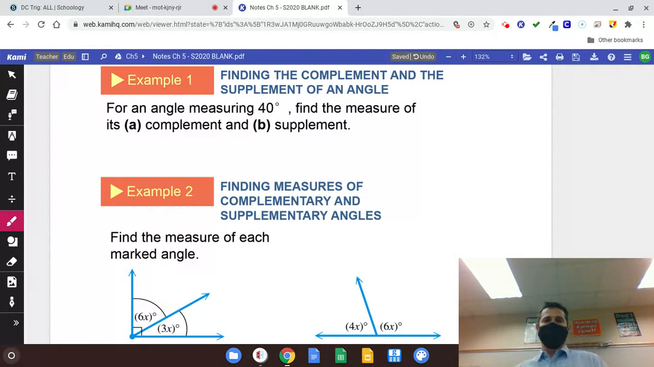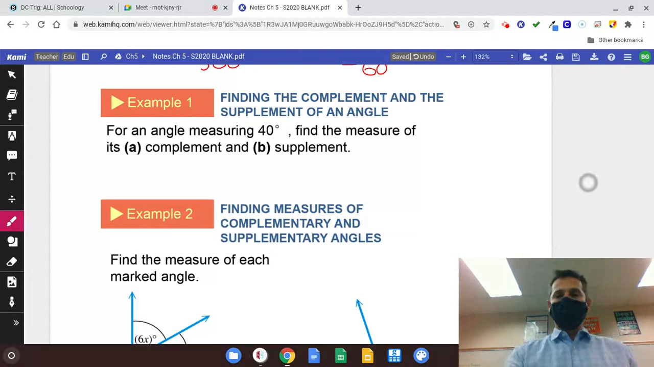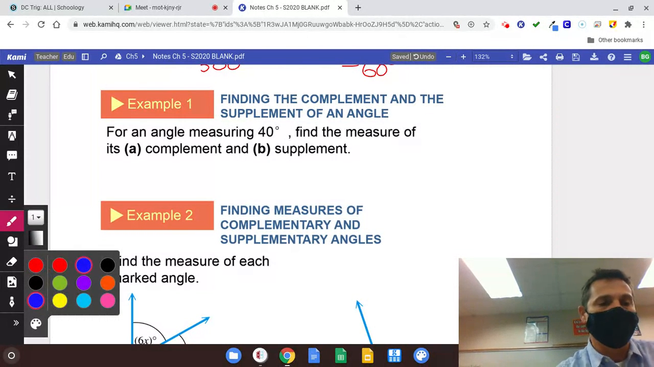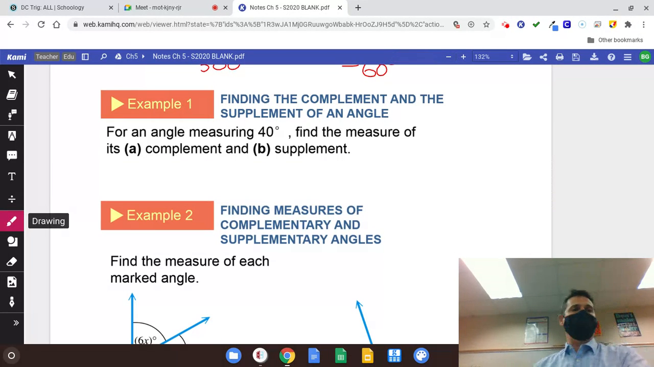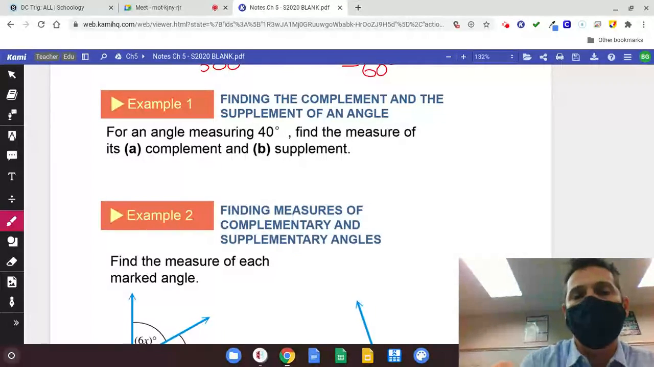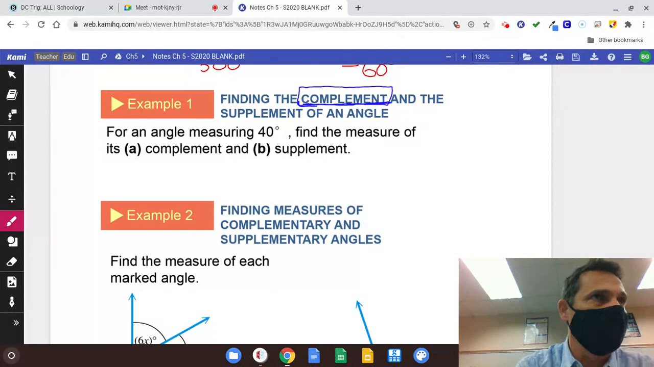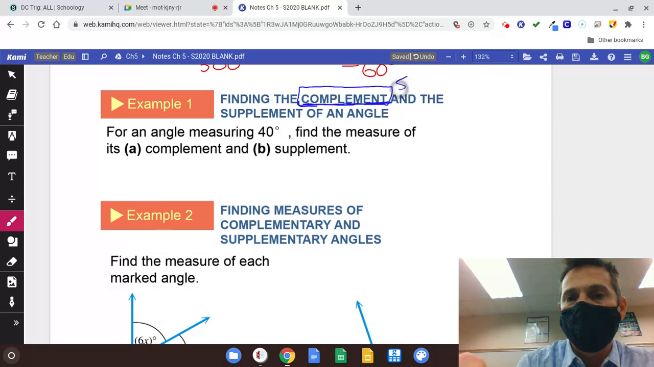Example 1, finding the complement and the supplement of an angle. So those of you who don't pay attention to words are going to struggle with problems like this, but it's really not very hard, assuming you remember those definitions. So we've got this word complement. You should probably remember complementary angles from geometry class. Complementary angles sum or add up to 90 degrees.